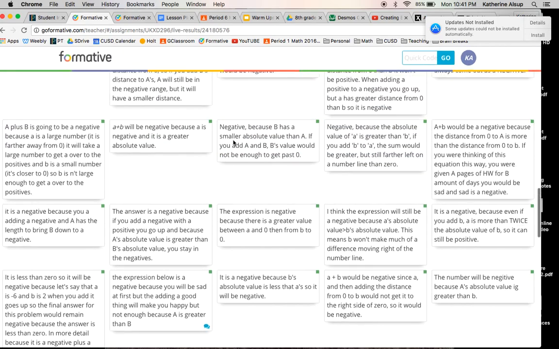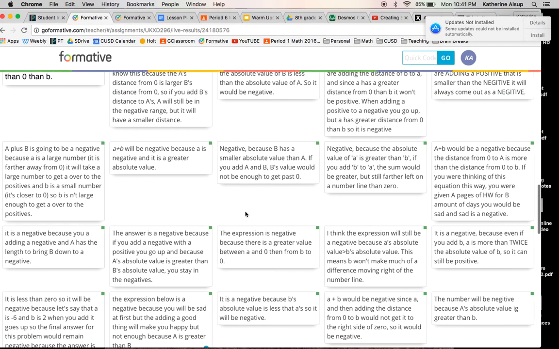Here are just a few examples of the ones that were correct. Negative because B has a smaller absolute value than A. If you add A and B, B's value would not be enough to get past 0. To get this one correct, you did have to talk about the distances from 0 or absolute value.